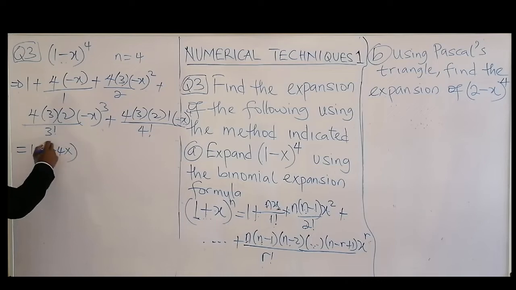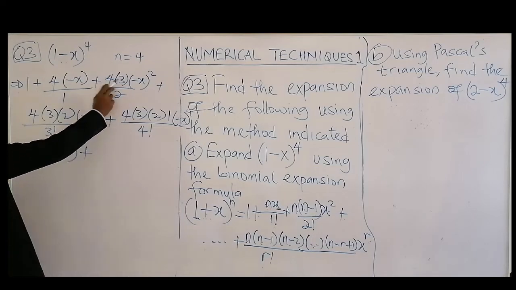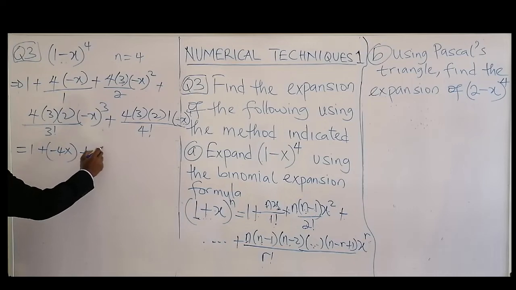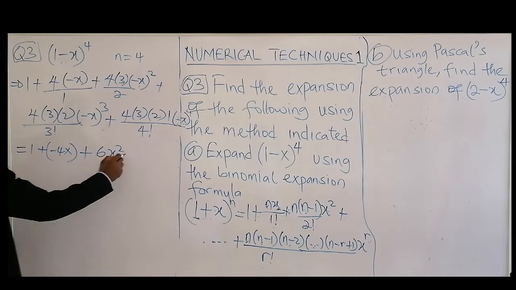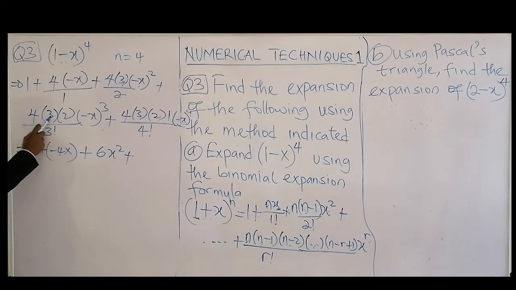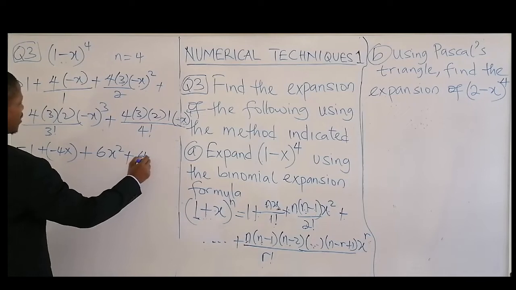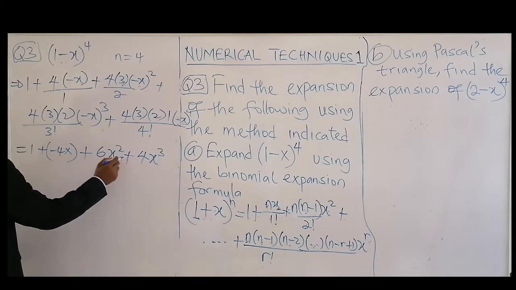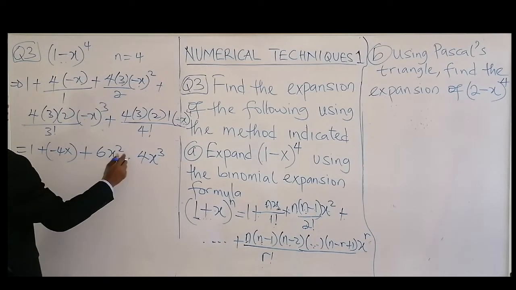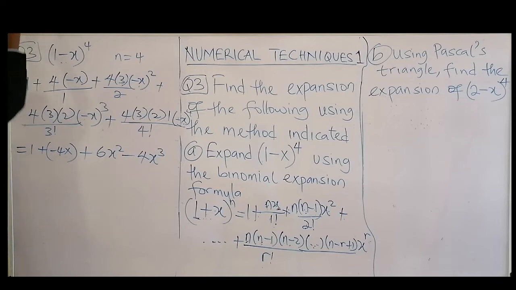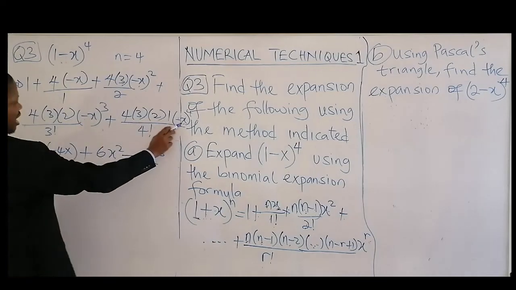minus 4x plus, this is 12 over 2. That's 6, minus x squared, that's x squared. Then plus, this one will be 4 times 3, 12, times 2, that's 24 over 6. That's 4, 4x cubed. And to change this one, this will become minus. Then finally, that will be plus minus x to the power 4.